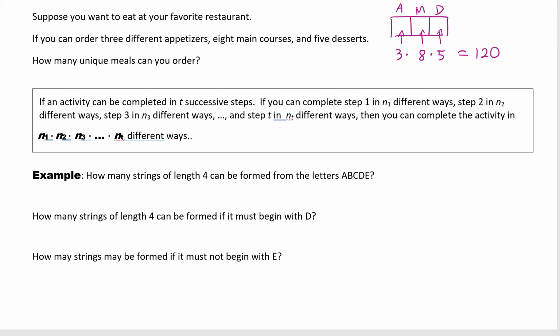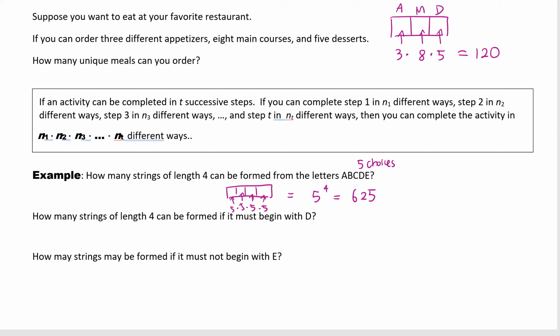How many strings of length 4 can be formed from the letters A, B, C, D, E? So there are 5 choices, right? It's a string of length 4. So it's like we have 4 boxes. Each box will fill with either A, B, C, D, E. So each of them is 5 choices. That's why we get 5 to the 4. And let's plot this in our calculator. 5 to the 4 equals 625. So far, so good, everybody?